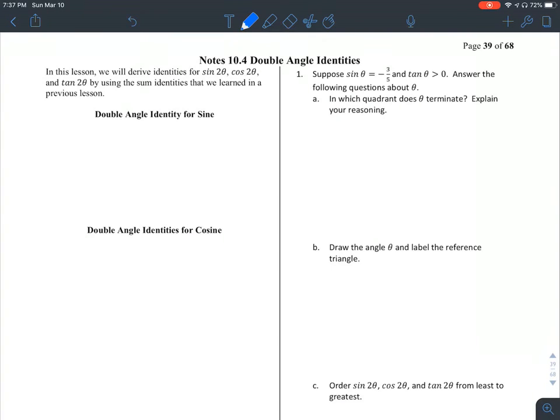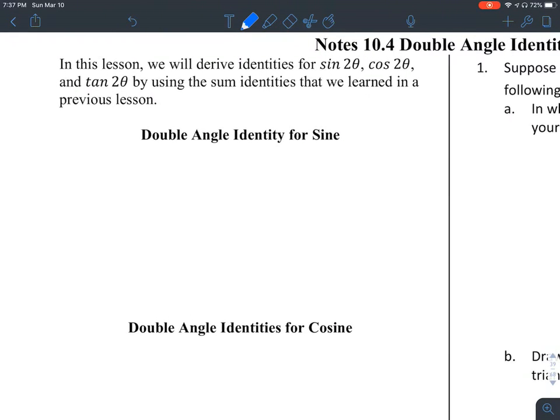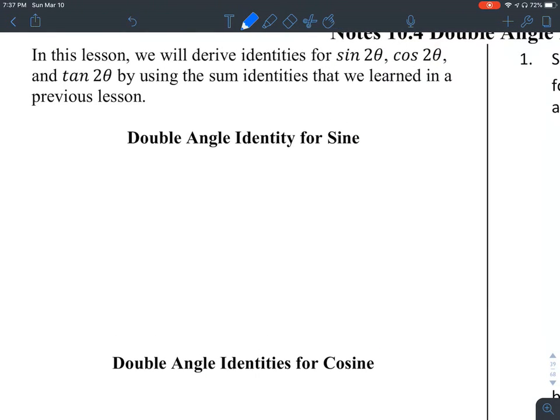All right, this is Pre-AP Pre-Calculus, notes 10.4, double angle identities. In this lesson, we're going to derive identities for sine of 2 theta, cosine of 2 theta, and tangent of 2 theta using the sum identities that we learned in the previous section. So let's review. Well, let's introduce this new thing, and then that's going to force us to review.